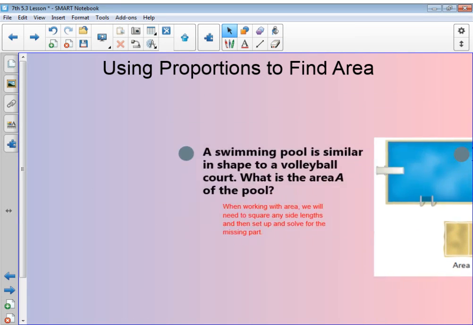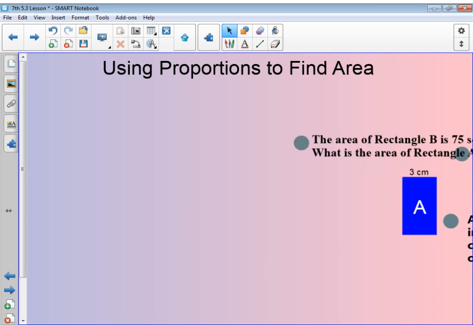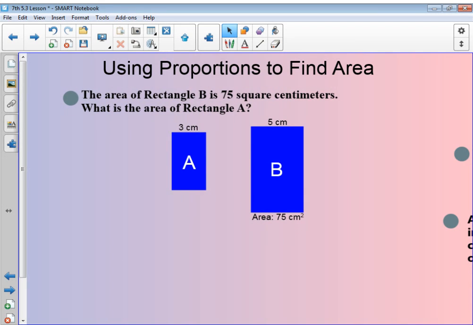Okay, so let's go ahead and try another one of those. Here the area of rectangle B is 75 square centimeters, so I'm going to write that here. And they want us to find the area of rectangle A. So I'm going to set this up as my rectangle A over rectangle B.